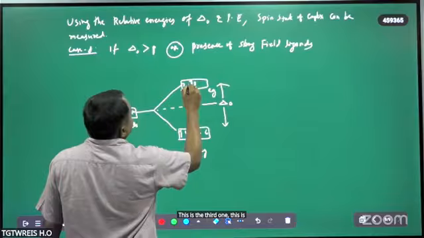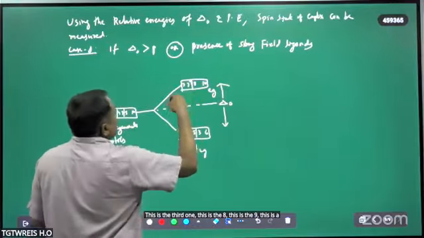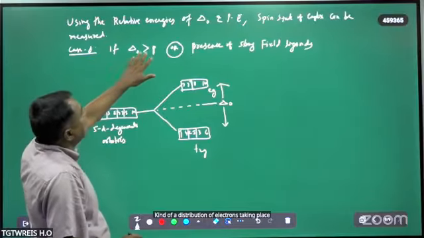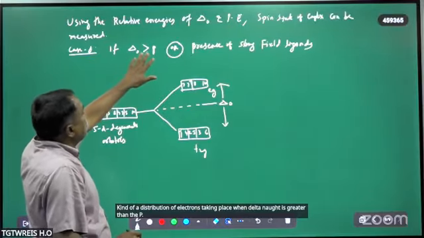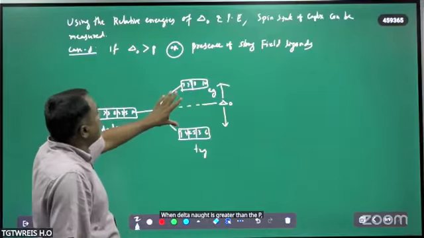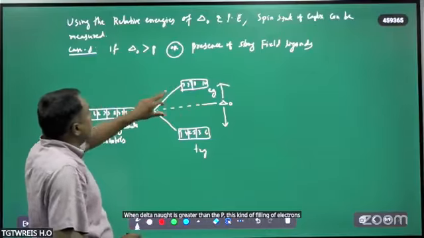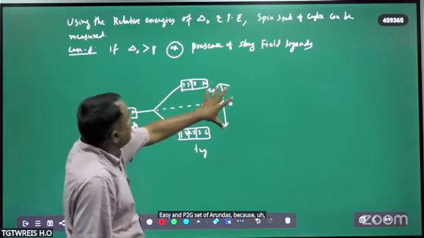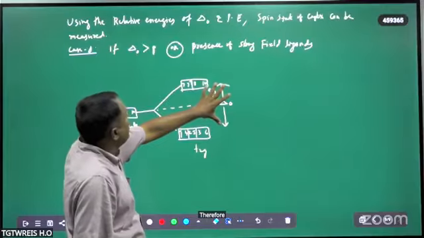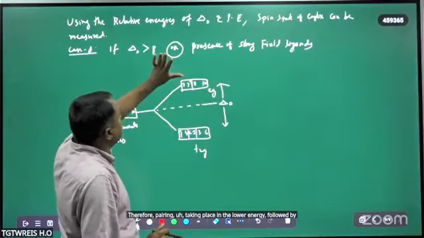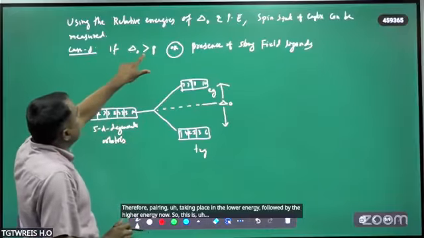This is the 8, this is the 9, this is the 10. This kind of distribution of electrons takes place when delta naught is greater than P. When delta naught is greater than P, this kind of filling of electrons takes place in the eg and t2g sets of orbitals because this gap is very high. Therefore, pairing takes place in the lower energy followed by the higher energy. So this is delta naught greater than P.